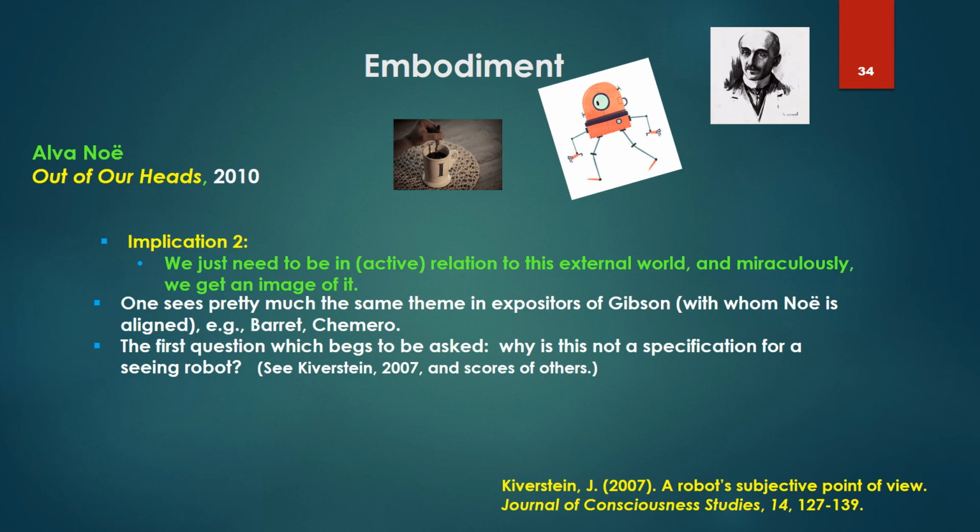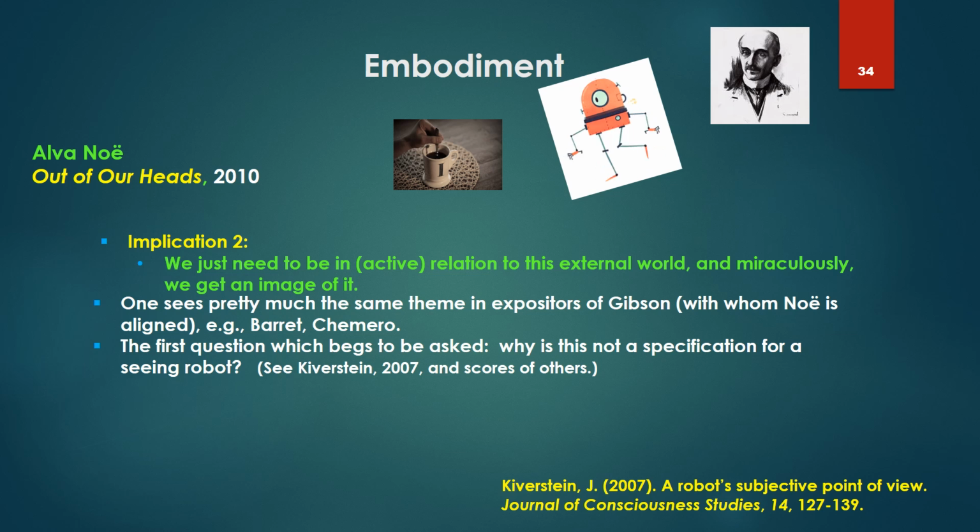One sees pretty much the same theme in all the expositors of Gibson, all that we've just seen. You just need to be in action relationship with the world, and we explain the origin of the image. Direct perception is now explained. But again, the first question which begs to be asked: why is this not a specification for a seeing robot?